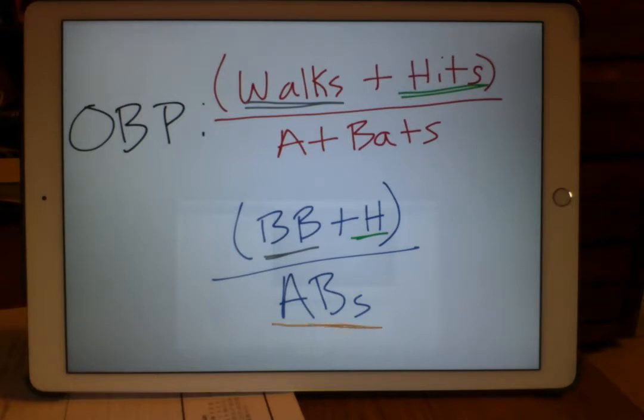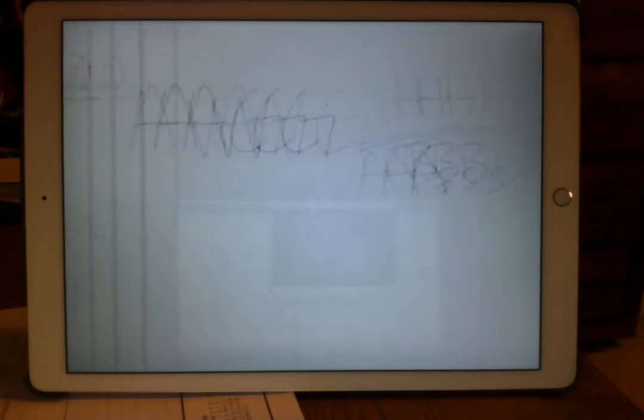And ABs is at-bats. Alright, we're really going to have to learn these because we will use them a lot going forward. In most of the websites that we use to learn these stats, we'll use these shorthand forms. Okay?